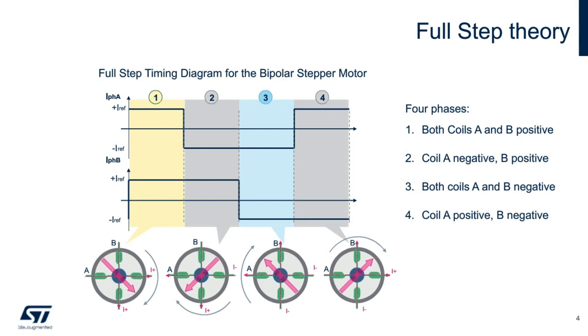We need to perform four electrical steps in order to complete one mechanical rotation in this simplified picture. Most stepper motors have a step angle of 1.8 degrees. It means there are 200 steps required to make one full mechanical rotation.